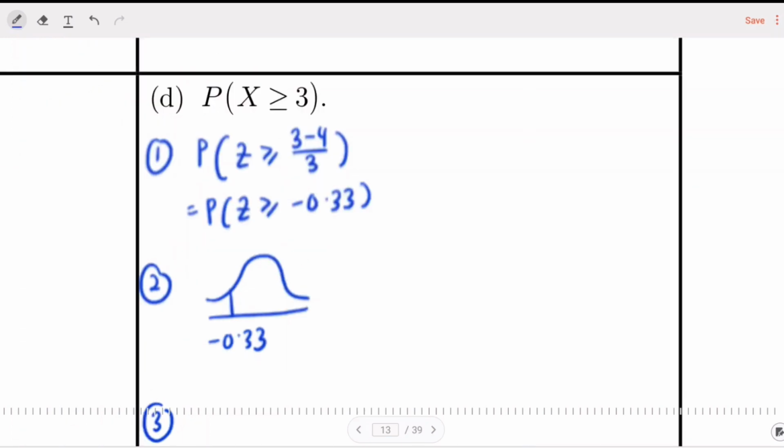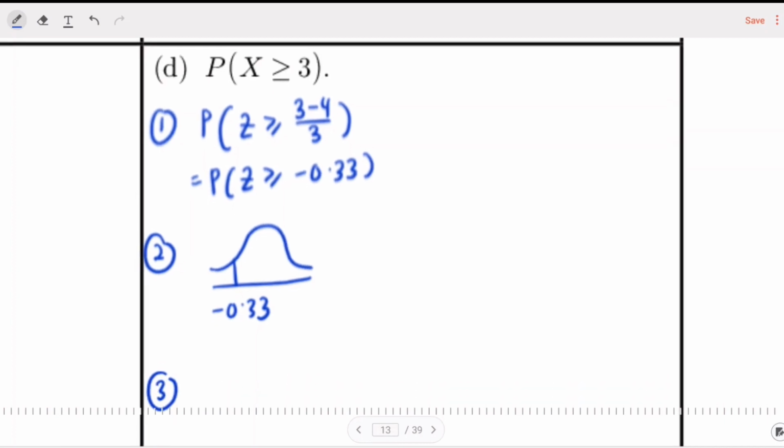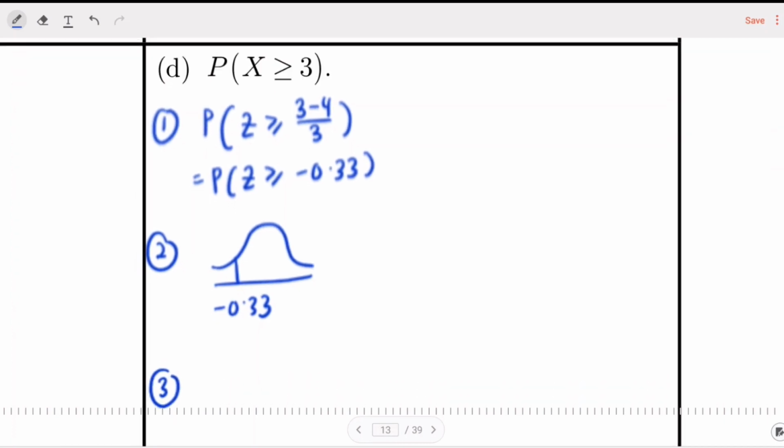D, probability x greater than or equal to 3. As usual, the first step is to standardize. Give your answer into 2 decimal places. Second step is to sketch the bell shape. Since our z is negative, it is situated on the left. And then z greater than or equal means shaded region goes to the right.